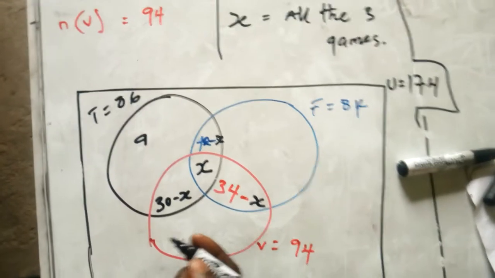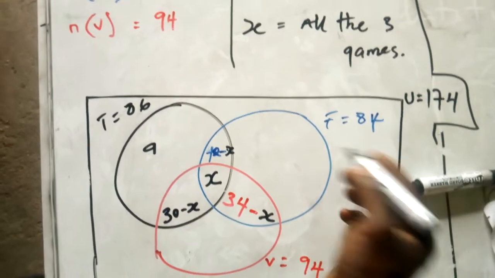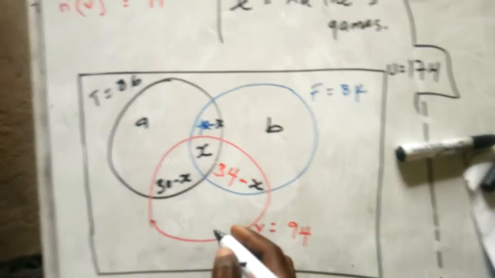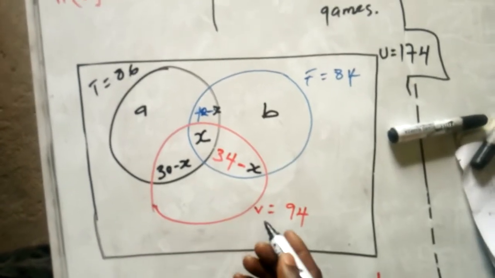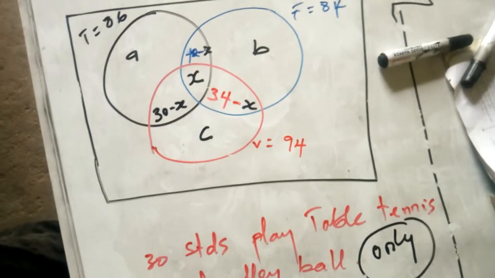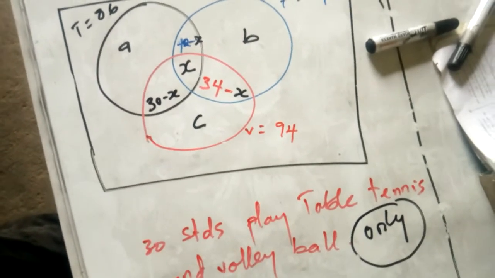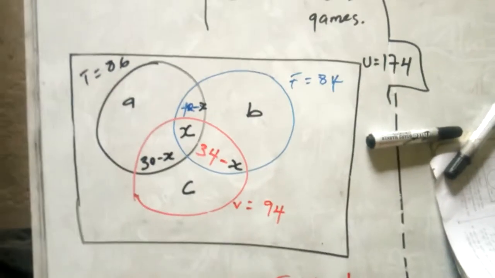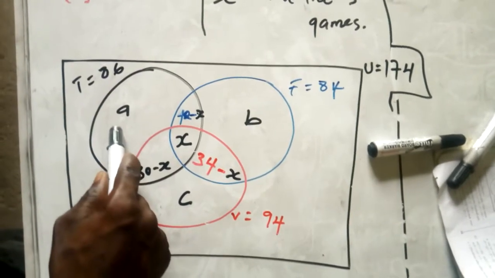Is that okay? Those who play football only, let's call them B. And then those who play volleyball only, let's call them C. We are just naming them. So they are our children. Is that okay? They are our children. We are naming them. So this portion is those. Let me name you those.